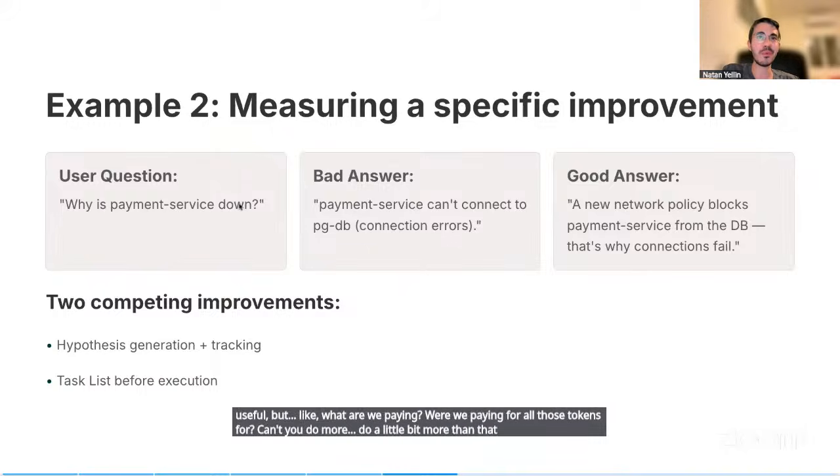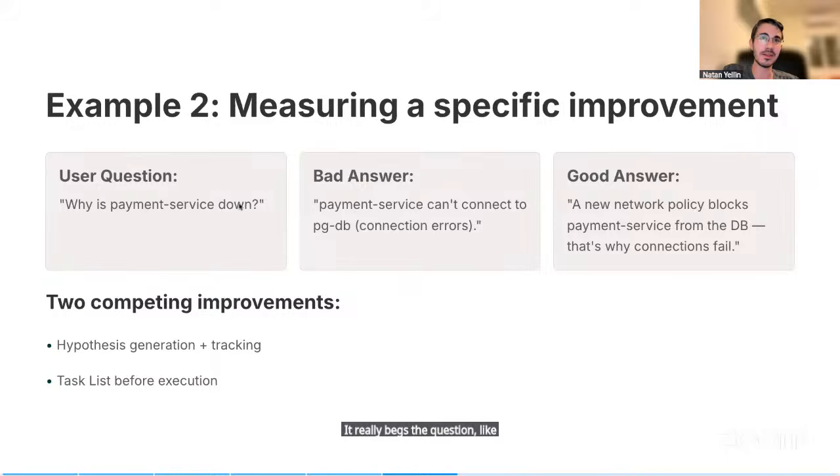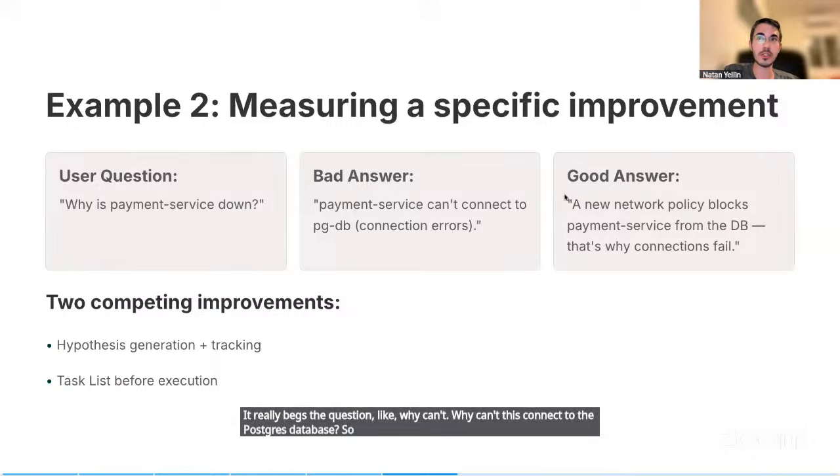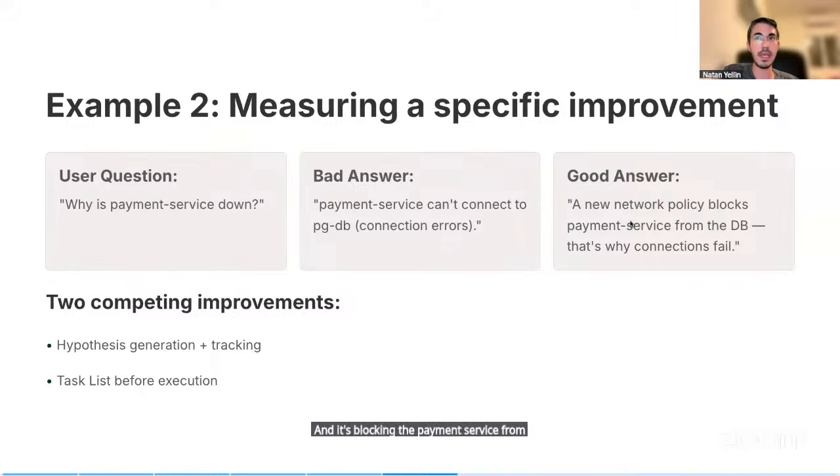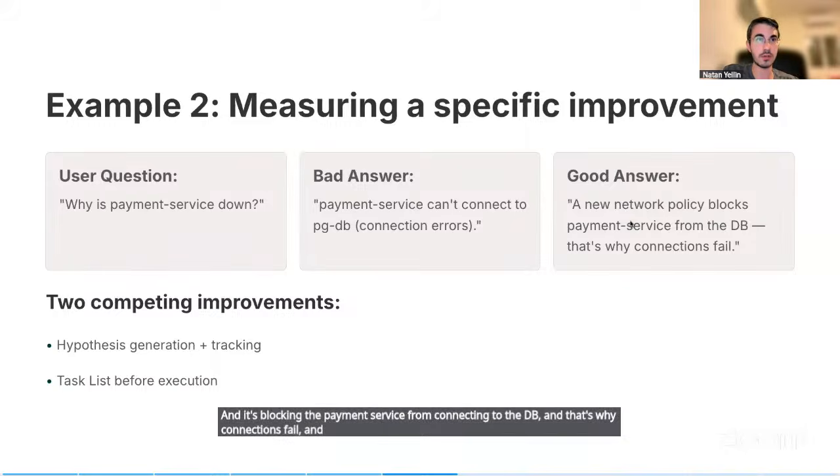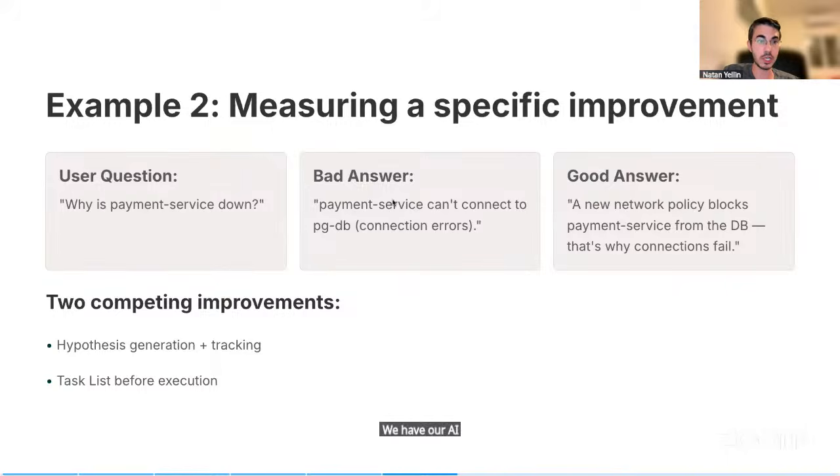Well, it really begs the question, why can't this connect to the Postgres database? So a good answer would be, okay, I can't connect to the Postgres database because there's this network policy and it's blocking the payment service from connecting to the DB, and that's why connections fail, and here's how you can go and fix it, right? So we had our AI agent, OpenGPT, the open source agent, consistently giving these answers and not these answers. And we wanted to take the AI agent and make it give these answers.